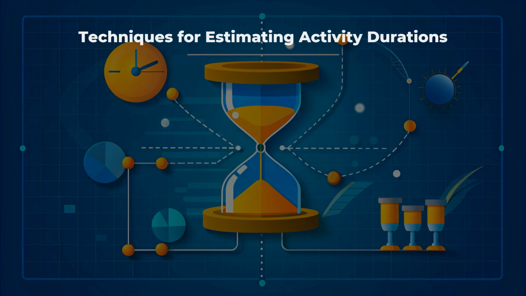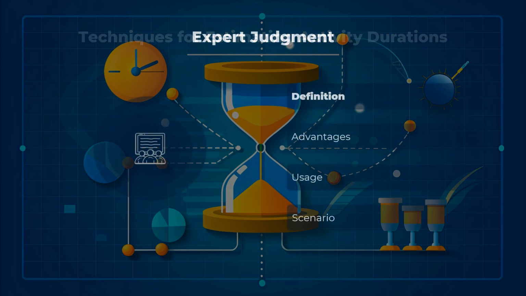Now, we'll explore specific techniques for estimating these durations: expert judgment, analogous estimating, and parametric estimating. Each method has its own set of advantages and scenarios where it is most effective. Let's examine these techniques in detail. Expert judgment involves relying on the knowledge and experience of experts to estimate activity durations. Experts provide insights based on their understanding of similar projects and their specific expertise.